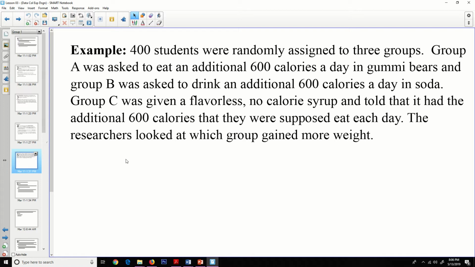And so in this one, we would say that our control group is Group C, because they're given the placebo and not necessarily an additional 600 calories, even though they're being told that. And trying to see maybe there's a difference between sugar and maybe high fructose corn syrup and soda. I don't know what they're going for with this particular example, but this clearly is an experiment because we are asking these 400 students to do something different.